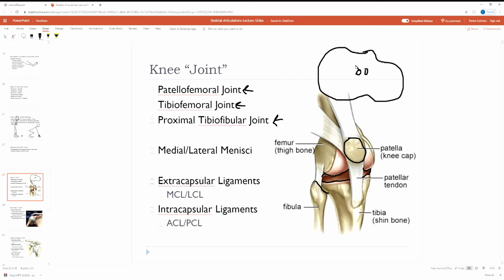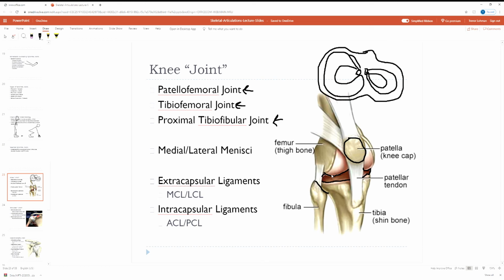The medial meniscus is bigger, and it's more C-shaped. It probably looks more like that. And then the lateral meniscus is smaller, and it's O-shaped. That's a bad drawing, bear with me. Anyway, I just wanted you to see them.